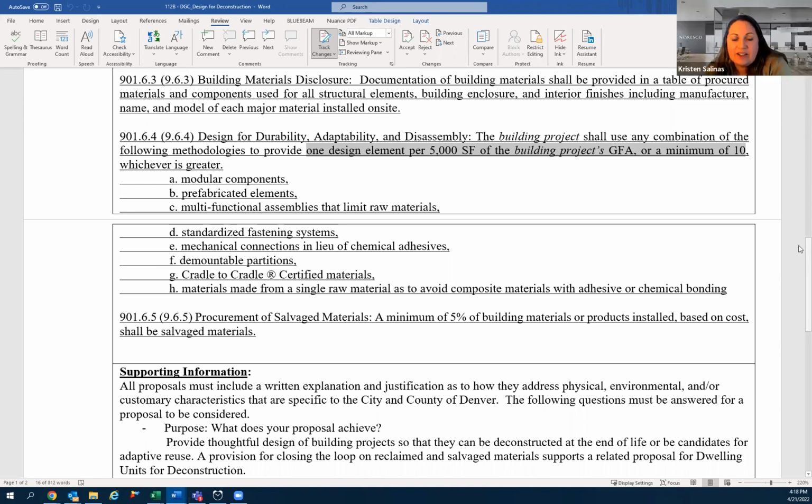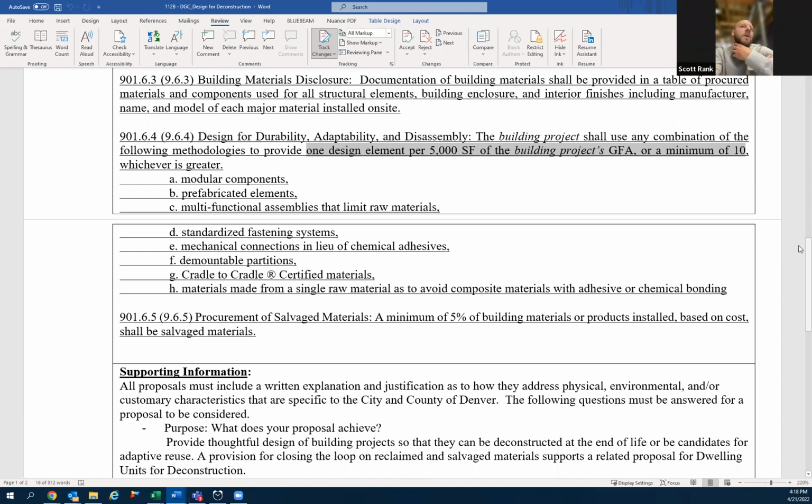Yeah, we should clarify that. 10 design elements. So say you have some type of modular component and you have 10 of them, then you'd be done. If you have 10 cradle to cradle materials in the project, you're done. If you're just using the minimum.